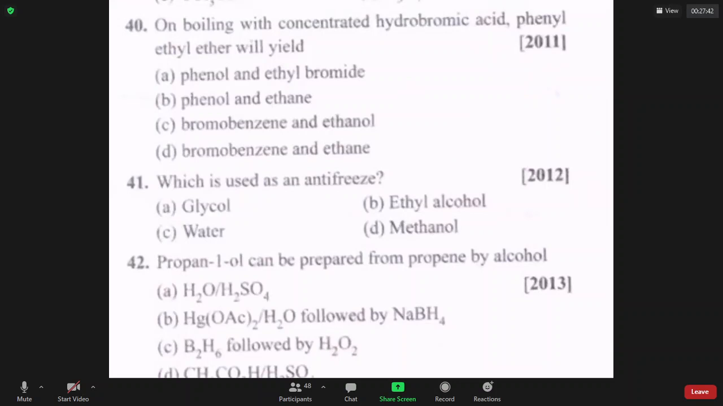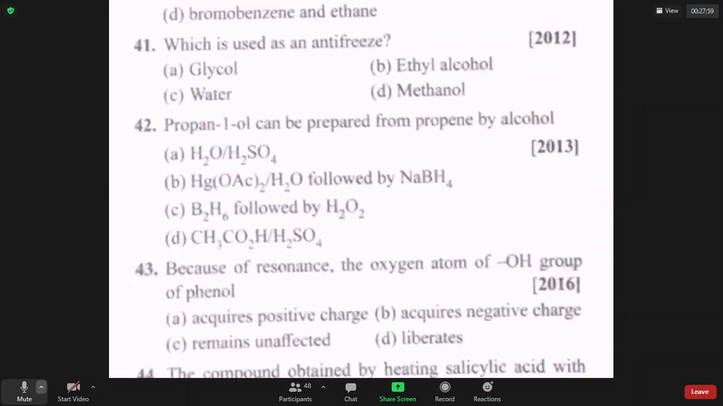While naming diols, the last E of the alkane is retained in the IUPAC system. When talking of simple alcohols, the last E in the alkane is dropped. So anyway, it is propan-1-ol. Can be prepared from propene by what? How can you convert propene into propan-1-ol? Option C, that is hydroboration oxidation, an anti-Markovnikov reaction.